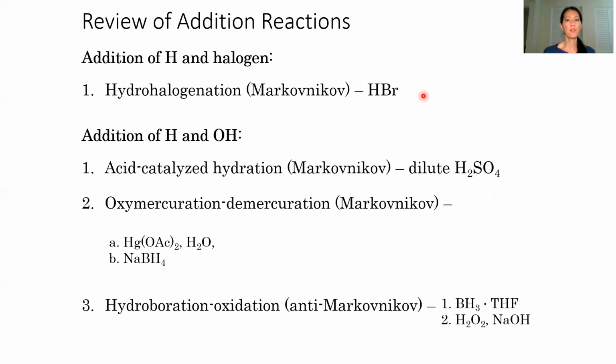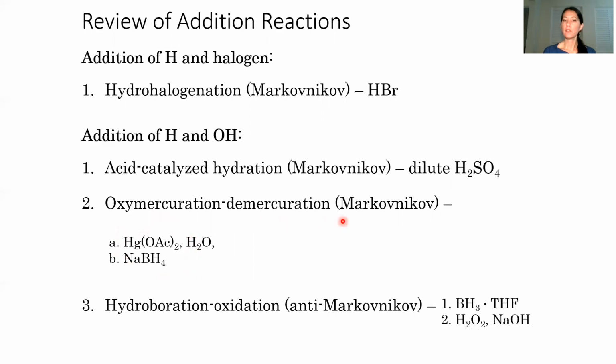Just to do a brief review, you guys should be making a little list yourself and just making your own notes on these. Hydrohalogenation occurs via a Markovnikov addition, creating an alcohol. Adding HOH across a double bond, acid catalyzed, that's Markovnikov addition. We use dilute sulfuric acid. There's a case where we want to use mercury.